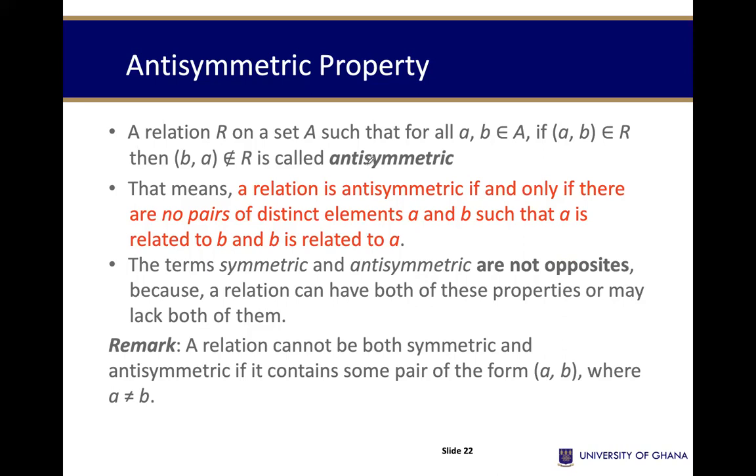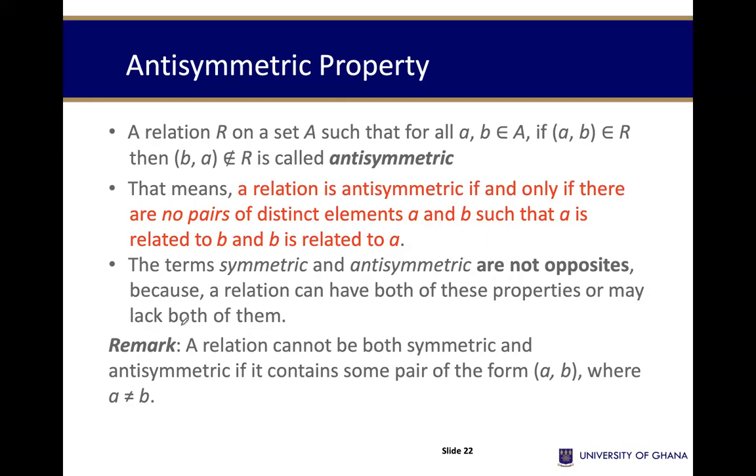Now that means that a relation is antisymmetric if and only if there are no pairs of distinct elements A and B such that A is related to B, but B is also related to A. So in this situation, what we are trying to say is that if A is related to B, B shouldn't be related to A. But note that the terms symmetric and antisymmetric are not opposites, right? Because a relation can have both of these properties or may lack both of them. That's a key thing we need to understand here.